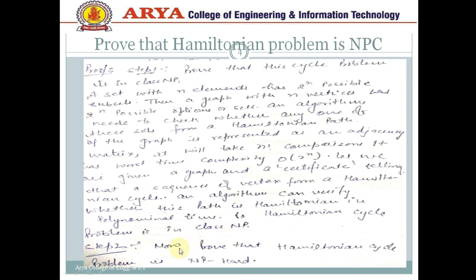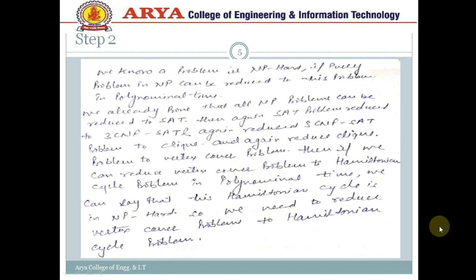For step 2, we have to prove that this is NP-hard. For an NP-hard problem, we can do the reduction step. We know a problem is NP-hard if every problem in NP can be reduced to it in polynomial time. We already proved that all NP problems reduce to the SAT problem, and the SAT problem is reduced to the 3CNF SAT problem. We already proved all these terms. Again, the 3CNF SAT problem reduces to the clique problem, and this reduces to the vertex cover problem.